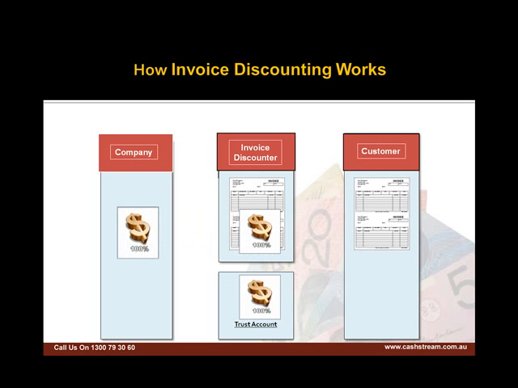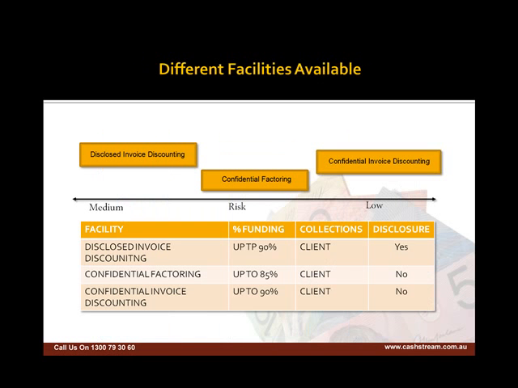So let's look at the facilities available in the marketplace. The facilities available depend upon the risks of your business and the quality of the security being offered. In other words, the nature of your invoices. The greater the perceived risk, the more likely the facility will be on a disclosed basis. In other words, your customers will know the invoice discounter is involved. Now, as risks reduce primarily through good profitability, so confidential facilities become more likely.